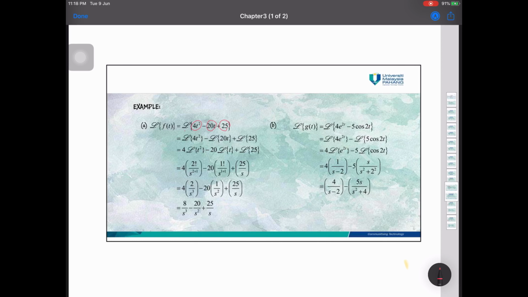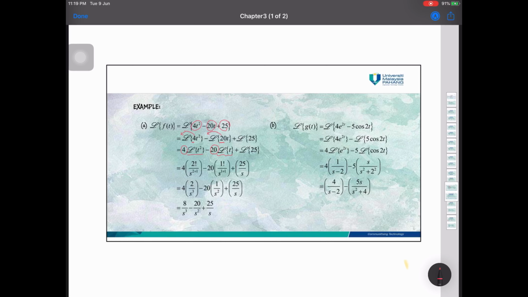Then if you see here, 4 and 20 are constants. Therefore, you can bring 4 and 20 out of the Laplace transformation process. So what you are left with is you just need to find the Laplace transformation of t squared, times the constant 4, then the Laplace transformation of t times the constant 20, and the last one you plus the Laplace transformation of 25.